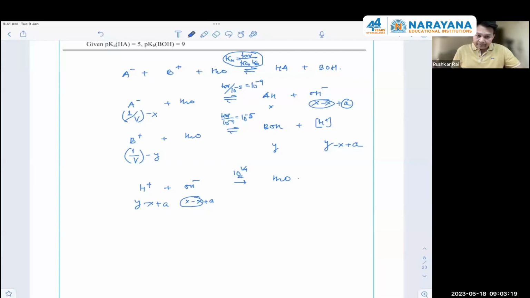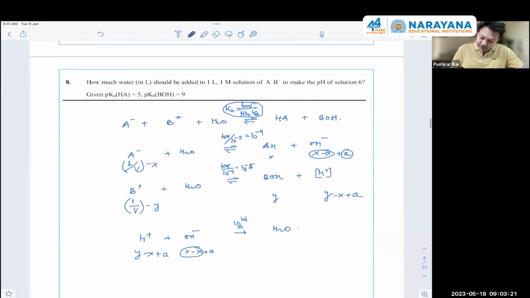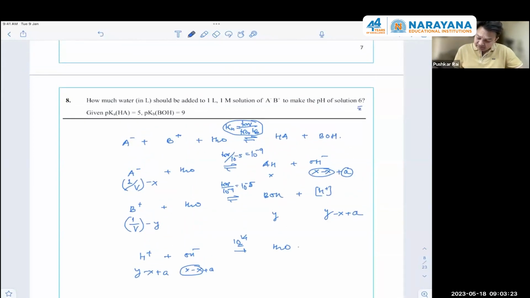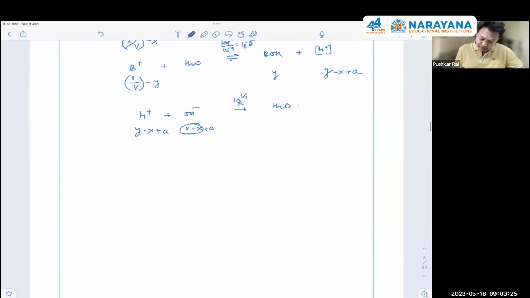So we are here and it has been given that the pH of the solution is 6, which means that Y minus X plus A is 10 to the power minus 6. If that is given, which means that A is also given. A is the H plus coming from water, or the OH negative, so that is equal to 10 to the power minus 8.